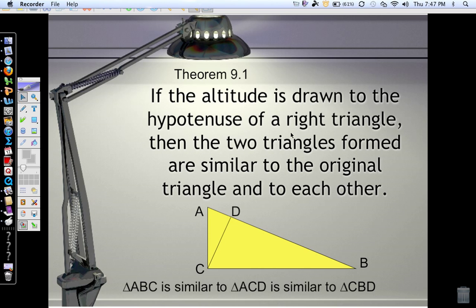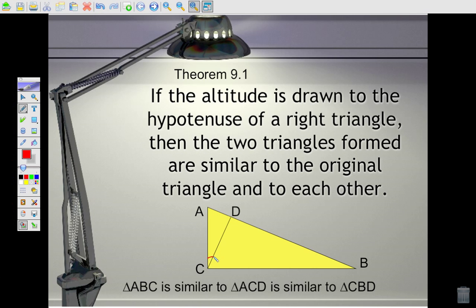The first theorem we're going to look at, theorem 9.1, is if we draw an altitude from the hypotenuse, or drawn to the hypotenuse of a right triangle, then the triangles formed are similar to the original triangle and each other. So we have a right triangle right here, and then if we draw in an altitude, that's also going to be at a right angle. And so we have 3 triangles that were formed. We have a small one here, a medium-sized one, and then we have the original large triangle.